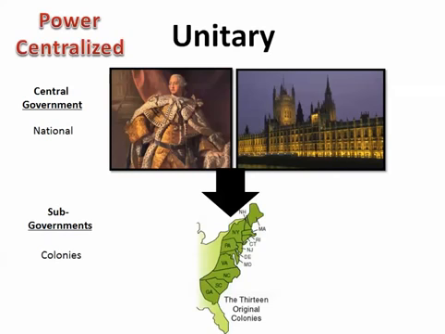So let's look at unitary first. Under the unitary system from 1607 to 1781, we see the American colonies, the original 13, were under a unitary system. And in this type of system, power is centralized. That means it's in one place. It's in the national government right here. King George III and Parliament. Parliament is going to make these laws. King George III is going to enforce them.